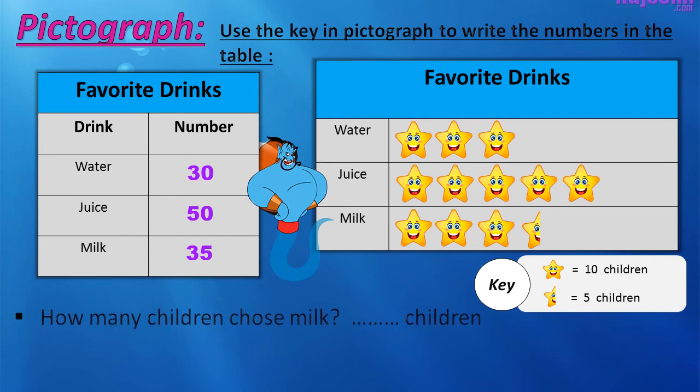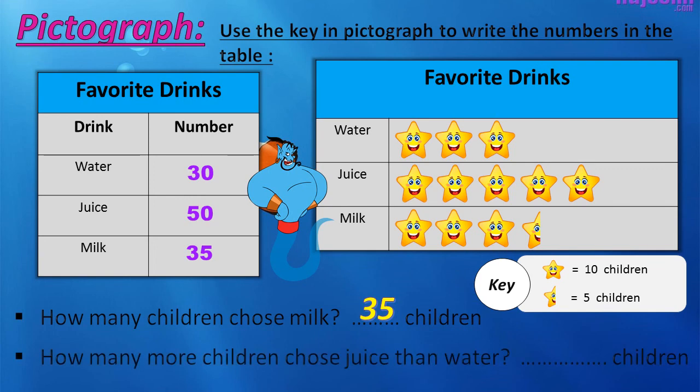Yes. Now let's answer this question together. How many children choose milk? Just look at the table. 35. Super. 35 children choose the milk.